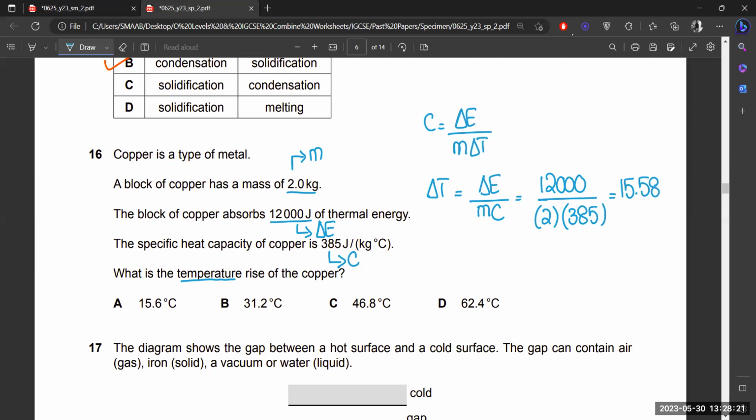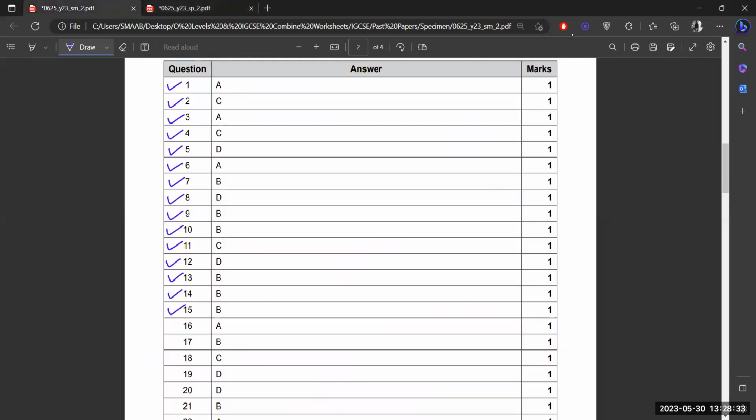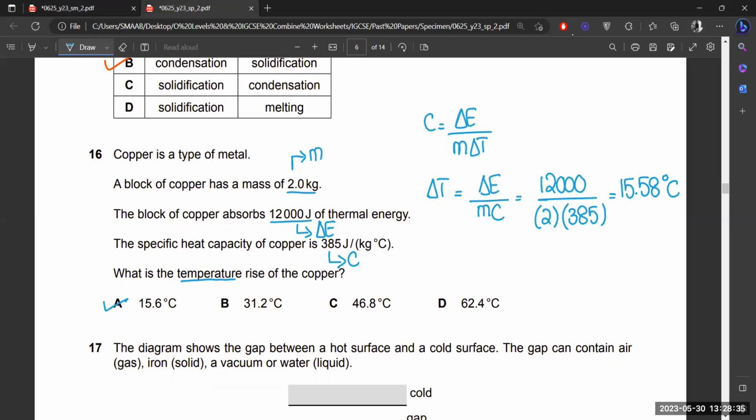That is degrees Celsius. And if we round it off, that will be equal to 15.6. That is option A. A is the right option. Nice.